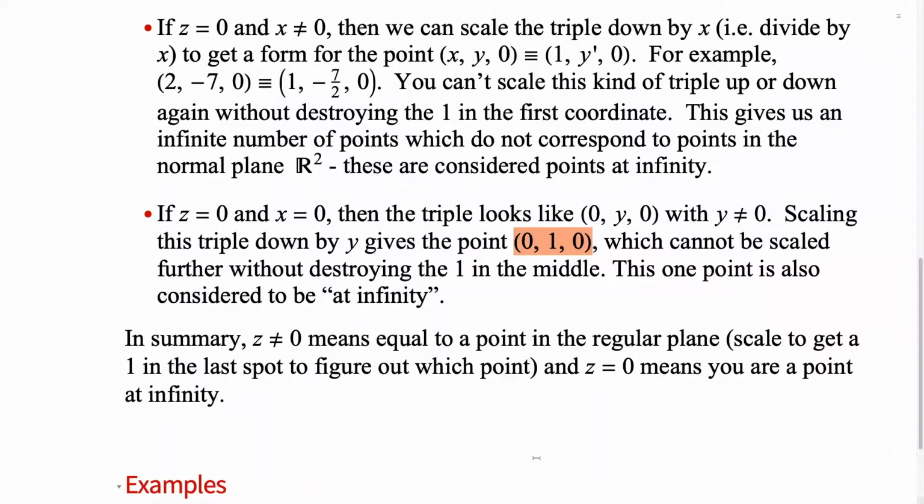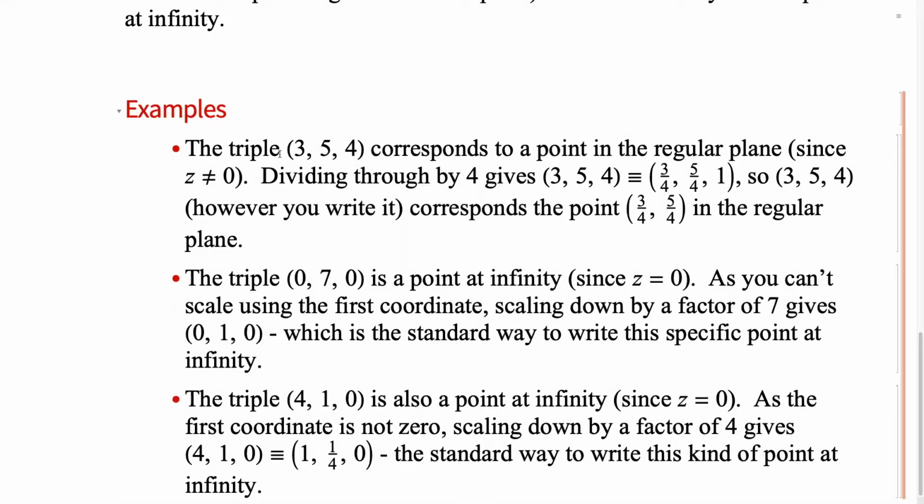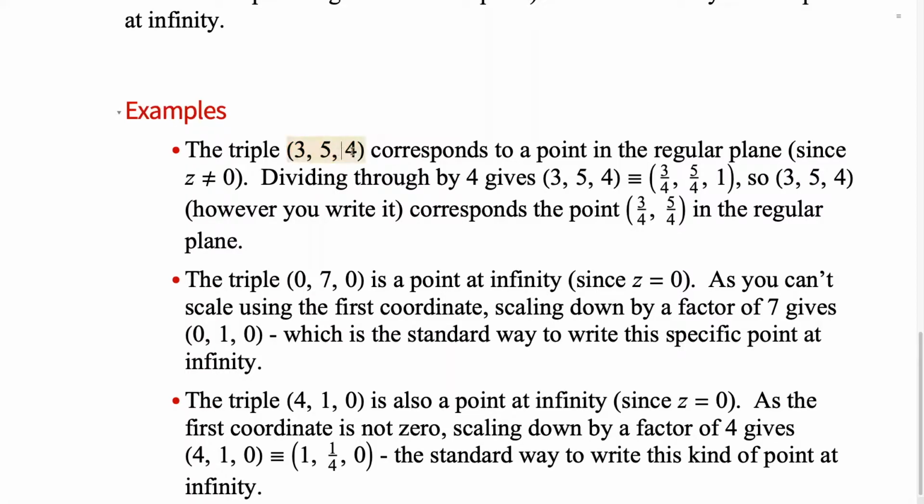Now, in terms of some examples, the triple (3, 5, 4) corresponds to a point in the regular plane, because we know that last coordinate z is not 0. Dividing through by that 4, the point (3, 5, 4) is considered the same as (3/4, 5/4, 1). And that means that point, whichever name or set of coordinates you want to use for it, will correspond to the point just (3/4, 5/4) in the regular plane.